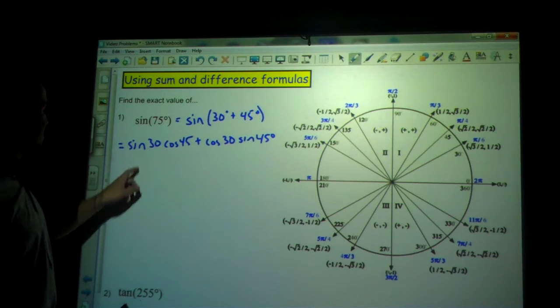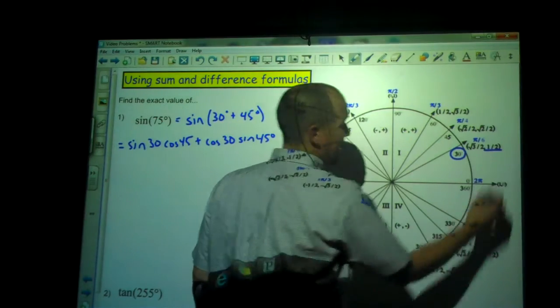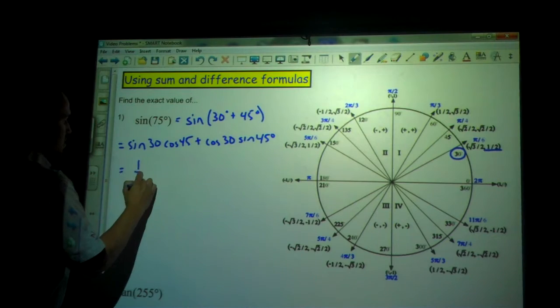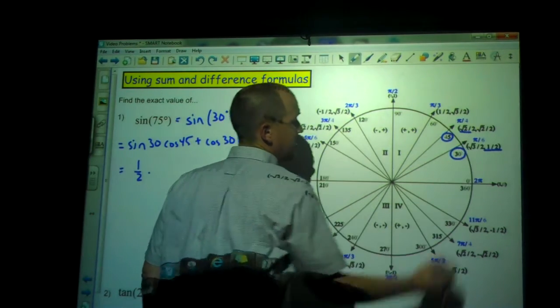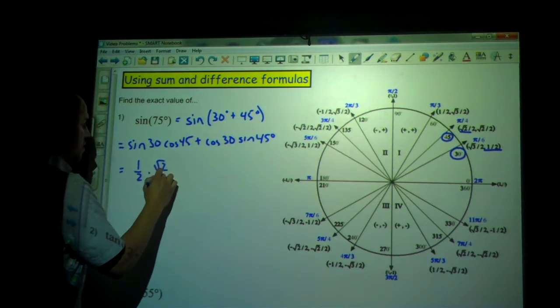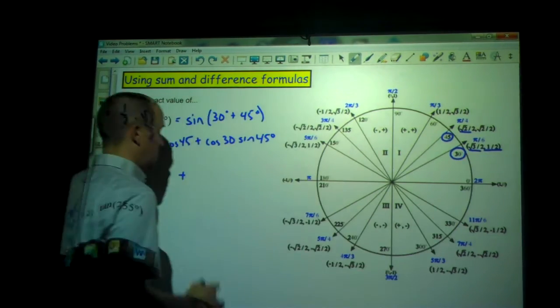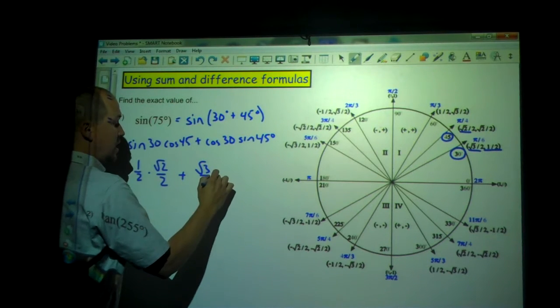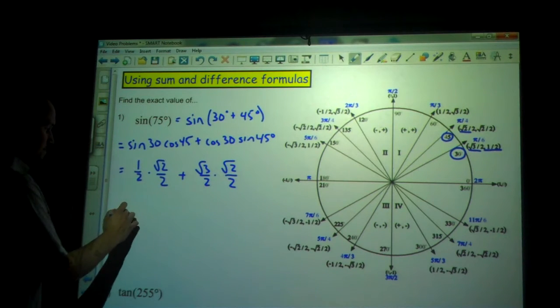simplify it algebraically. So sine of 30, I'm going to go to 30, and sine is the y-coordinate. So this is 1/2. Cosine of 45 is going to be the x-coordinate, root 2 over 2. Cosine of 30 is the x-coordinate, root 3 over 2. And then sine of 45 is also root 2 over 2. And now we just got to combine these.